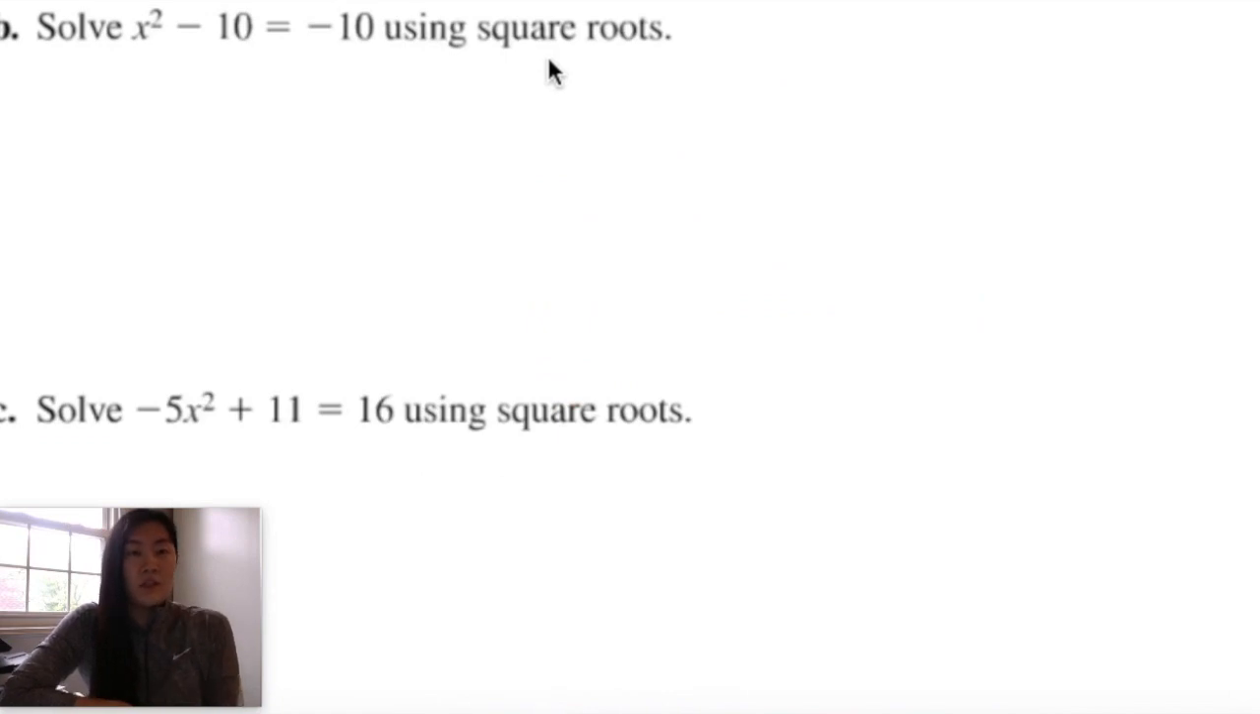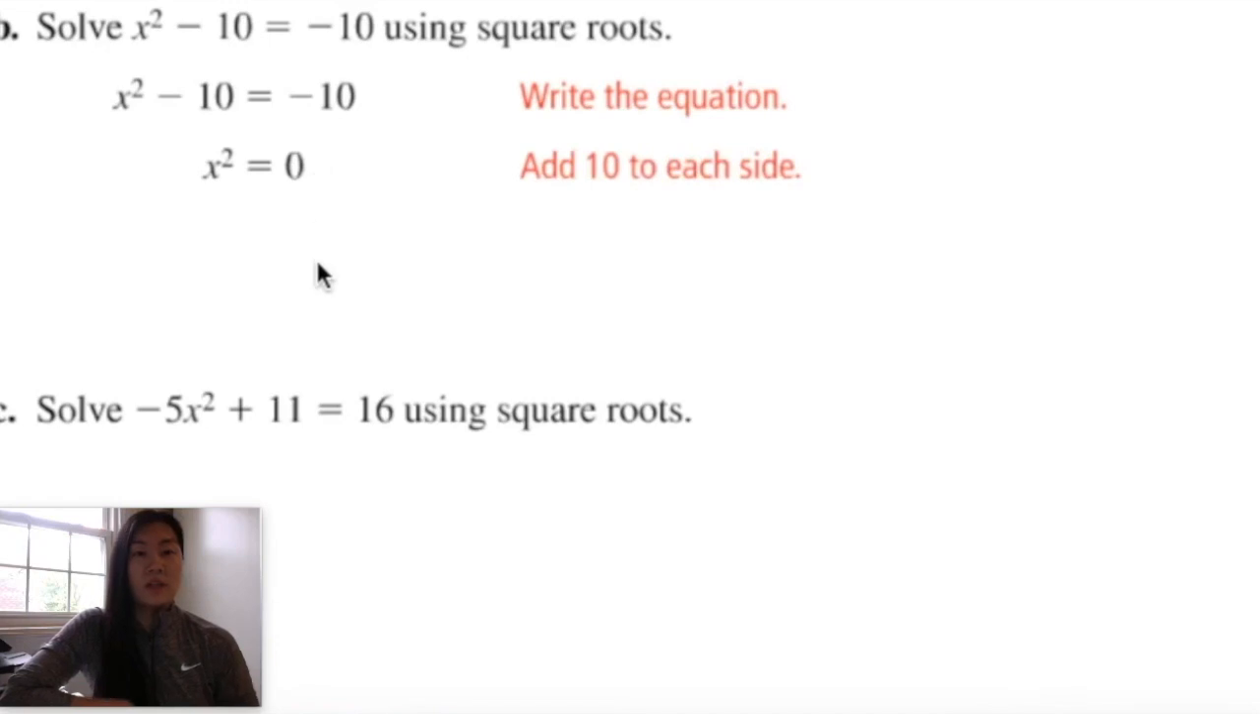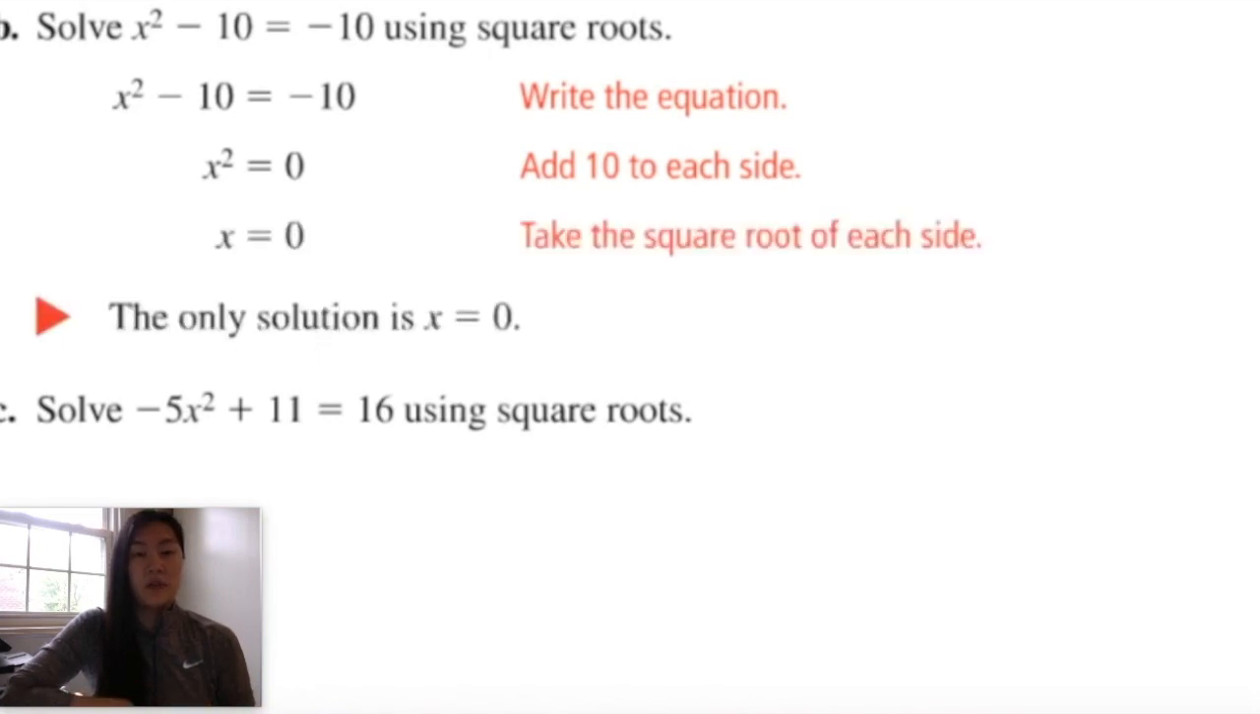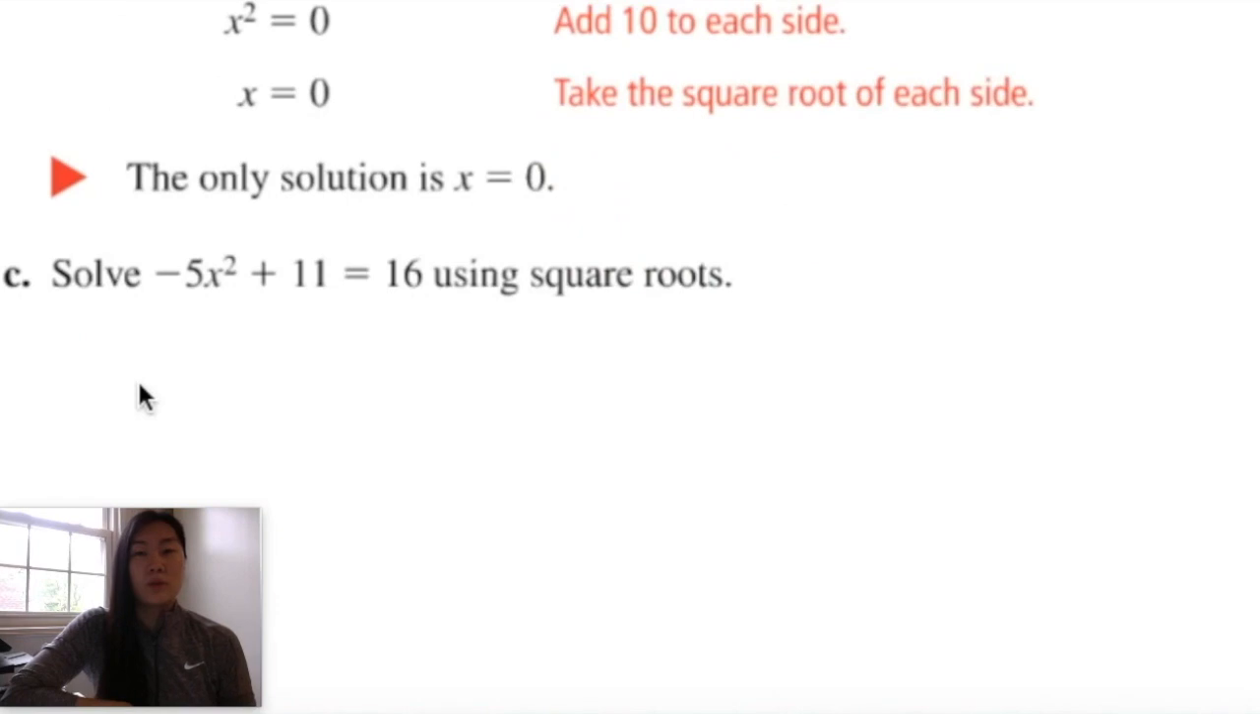Next question. Solve x squared minus 10 equals negative 10 using square roots. We're going to isolate x squared. Add 10 on both sides, and you get x squared equals 0. Then you take the square root of 0, so x is 0. So there's only one solution, which was the second concept that we talked about.